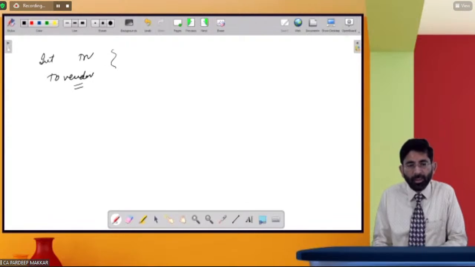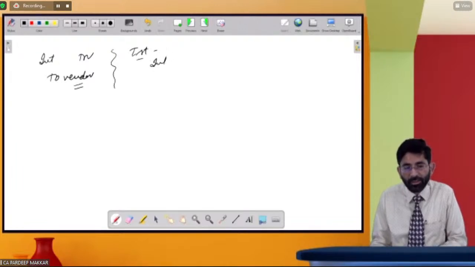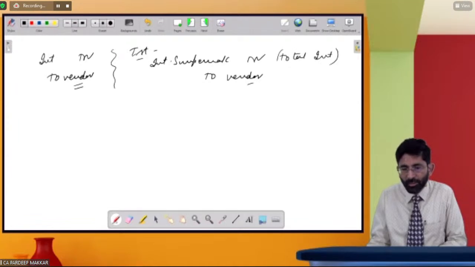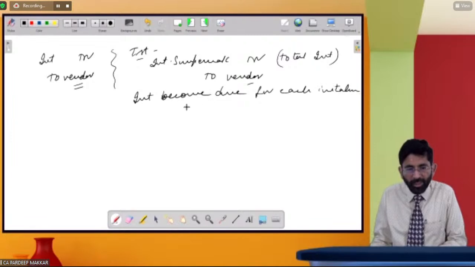Every time. In this case, two entries have been passed. The first entry is passed at the time of sale, at the time of purchase. That will be interest suspense account debit to vendor account in one go. Total interest is debited to interest suspense account in one go. So when interest becomes due for each installment, the entry will be interest account debit to interest suspense account.